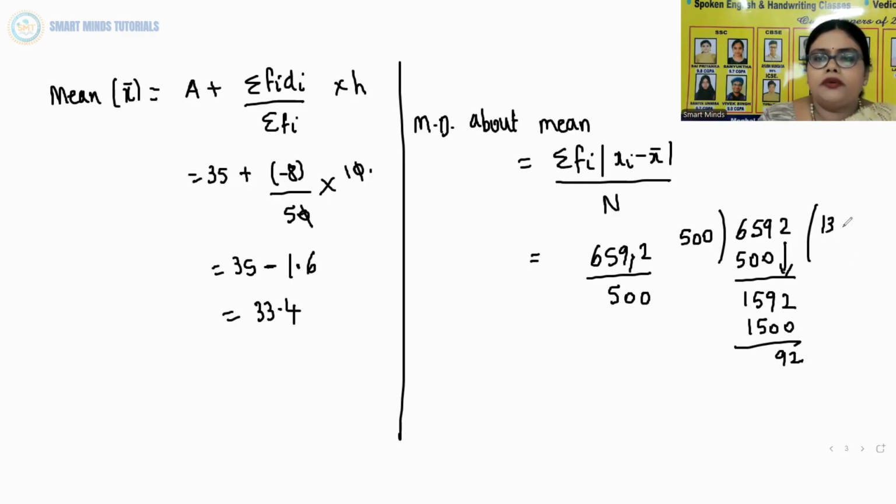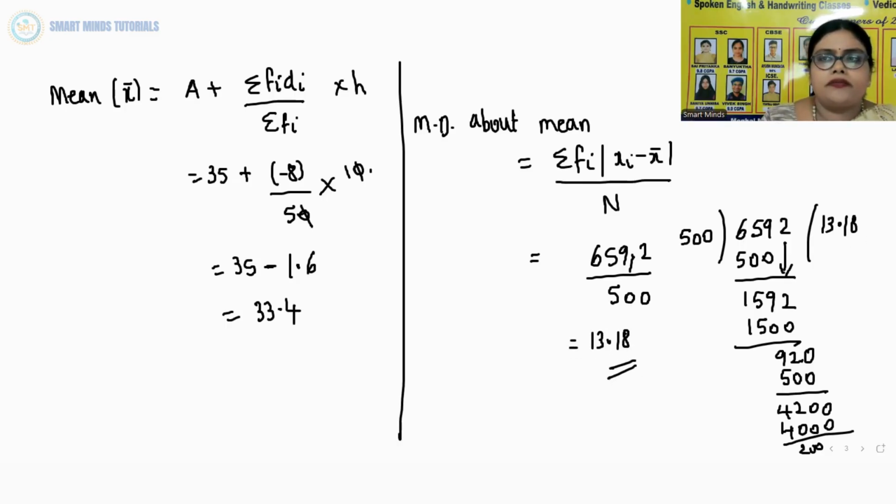Now 92. Take a point and we can take a 0. 500 ones are 500. If you subtract, you get 420. There is a point, we can take one more 0. So 8s are 4000. You can stop here. After two decimal points, you can stop. That is 13.18. This is the final answer.